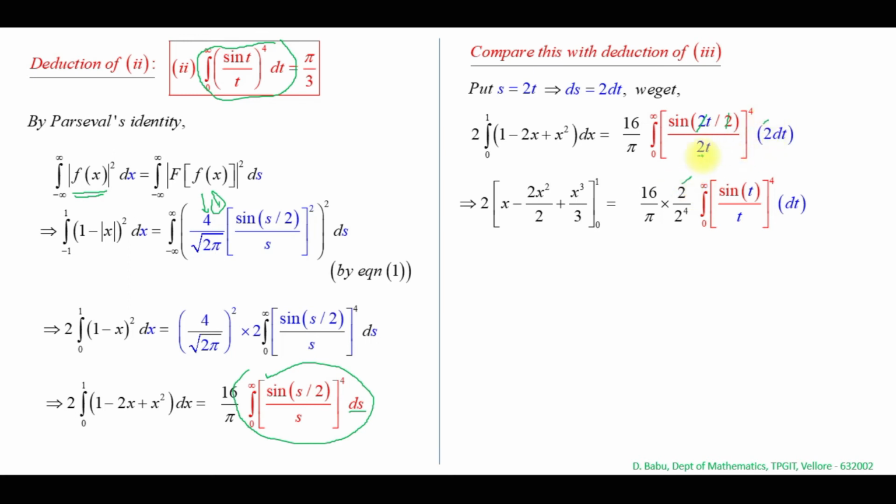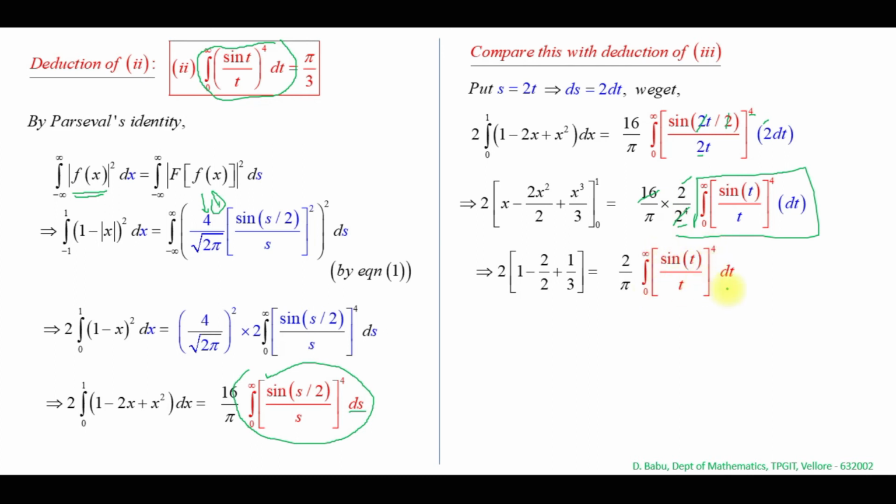Next, 2 power 4 is constant, so we take it outside, which equals the integral from 0 to infinity of (sin t divided by t) whole power 4 dt. So this is what we required. This implies limit 2 times 1 minus 2 by 2 plus 1 by 3. When x equals 1, this is 1, this is 1, this is 1, 1 minus 2 by 2 plus 1 by 3, which is equal to, so 16, 16 get cancelled, 2 pi times the integral from 0 to infinity of (sin t by t) whole power 4 dt.